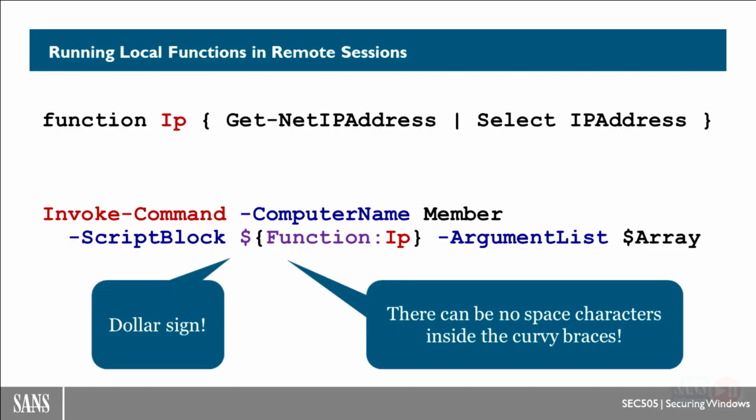Now, one way you could run a function on a remote computer is to put it into a script and then remotely execute the script. But there is another way of doing it. You can run a function on a remote computer by copying that function into the memory of the remote computer, and then the remote box runs that copy from its own memory. Now, the syntax here is a little bit weird.